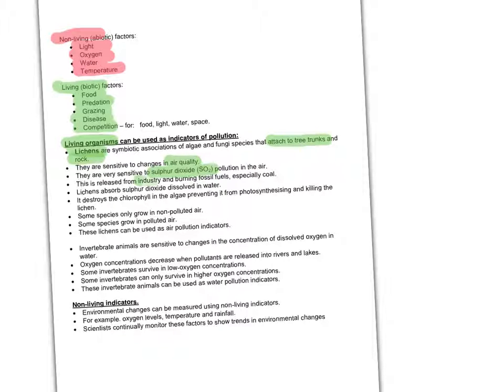Sulfur dioxide is released from industry and burning fossil fuels, and the lichens will absorb sulfur dioxide dissolved in water, so sulfur dioxide dissolved in water being acid rain. The acid rain actually destroys the chlorophyll in the lichen, which prevents it from photosynthesizing, and this will actually kill the lichen eventually. So that means that some species of lichen only grow in non-polluted air, some species will grow in polluted air, and therefore looking at the type of species can give you an idea of the air pollution.